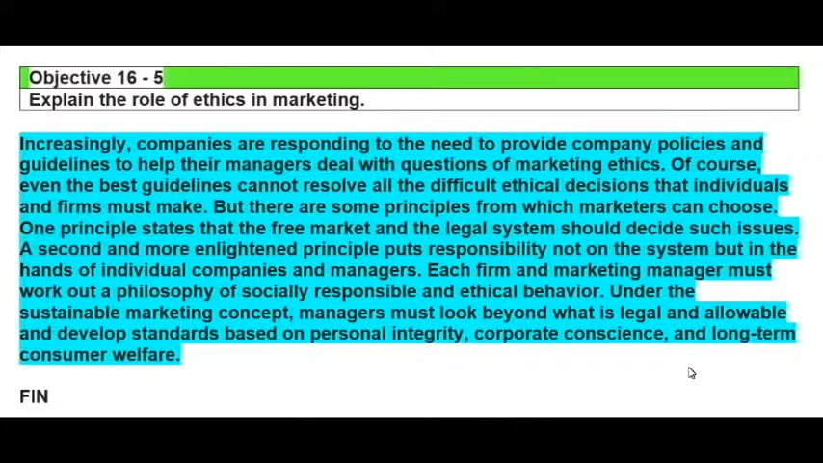One principle states that the free market and the legal system should decide such issues. A second and more enlightened principle puts responsibility not on the system, but in the hands of individual companies and managers. Each firm and marketing manager must work out a philosophy of socially responsible and ethical behavior. Under the sustainable marketing concept, managers must look beyond what is legal and allowable and develop standards based on personal integrity, corporate conscience, and long-term consumer welfare.